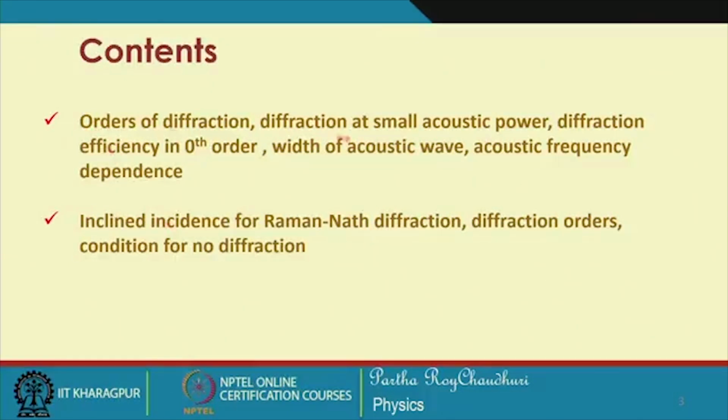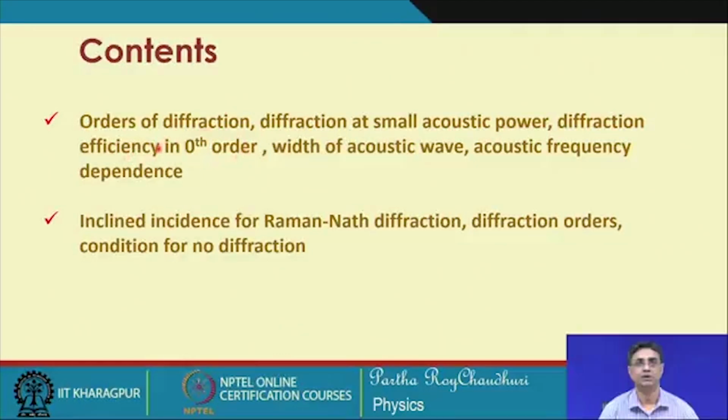For small acoustic power, we will look at the efficiency in the 0th order diffraction. We have seen that in the case of Raman-Nath, there are multiple orders, and the 0th order efficiency is very important, because the entire power has to go to the other orders like +1, -1, etc. We will look at how the acoustic wave affects the diffraction efficiency, and also the frequency dependence of the acoustic wave.